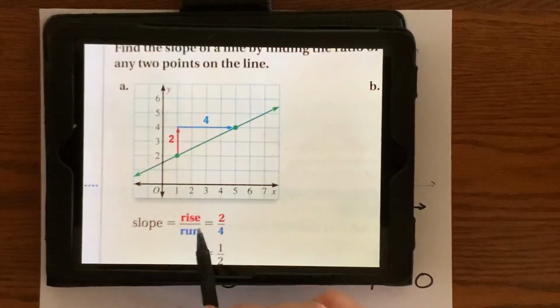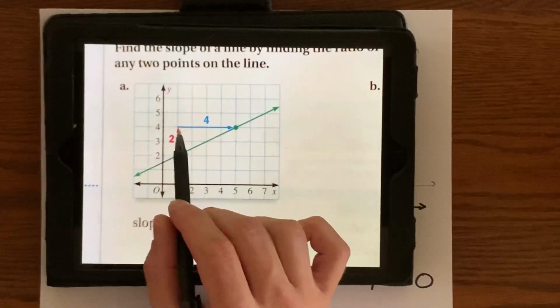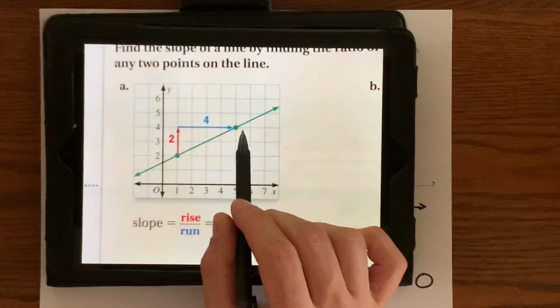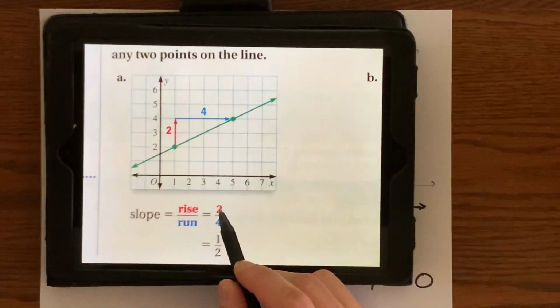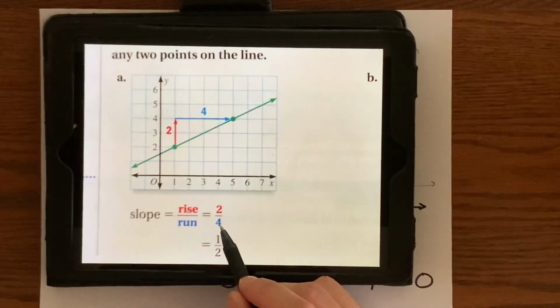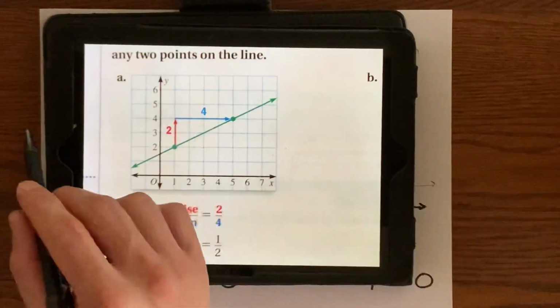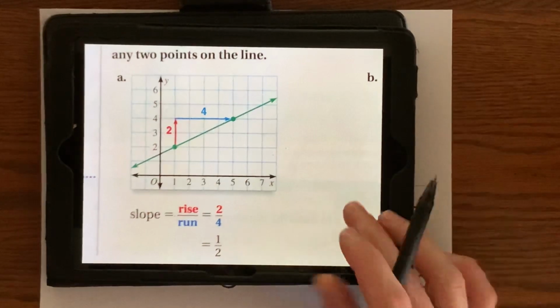And let's start, remember, rising first. It goes up first, and then it goes to the right. So up 2, to the right 4. So the slope for this line is up 2, rise 2, run 4. I mean, rise is vertical change, run is horizontal change. In this case, I can simplify 2 over 4 to 1/2.